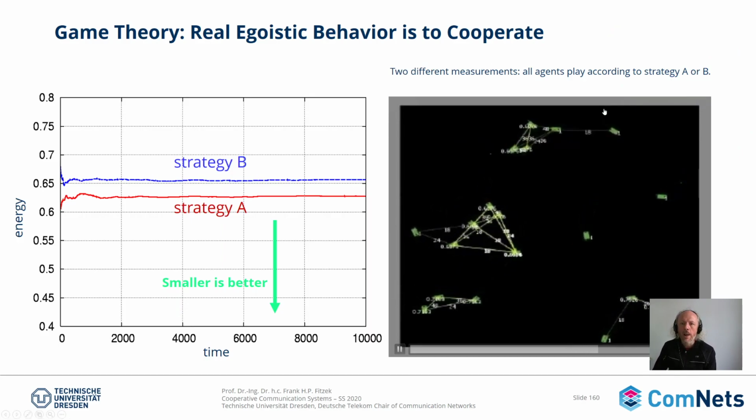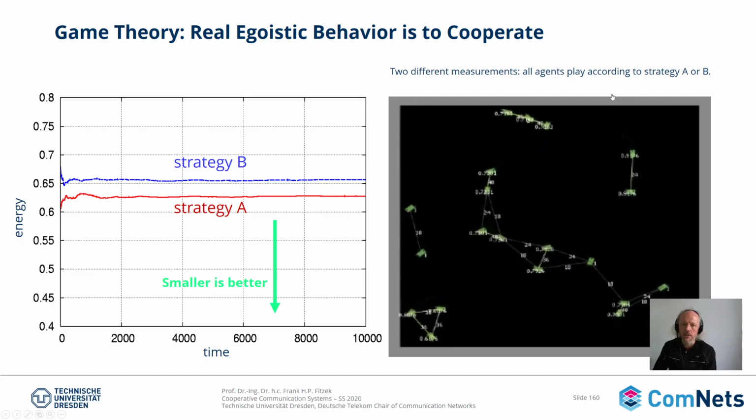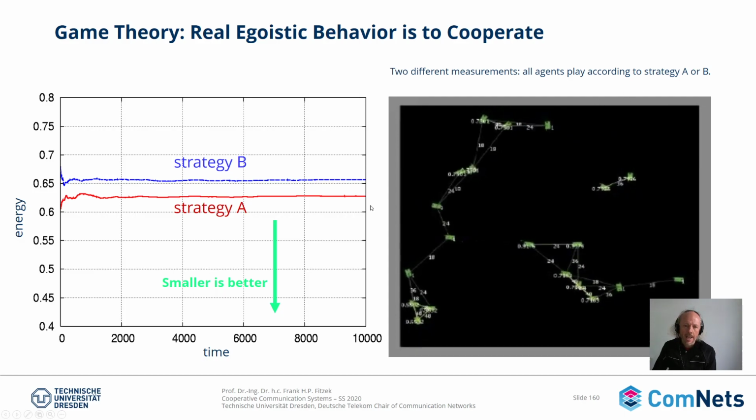One was where all agents play according to one strategy. So for example, strategy A over the iteration, and then strategy B. And we show the energy ratio here, and smaller is, in this case, better. So strategy A, if you only have devices playing strategy A, that's better. Now, if you play strategy B, that's not so good. So if you are nice to the others, it will pay off.